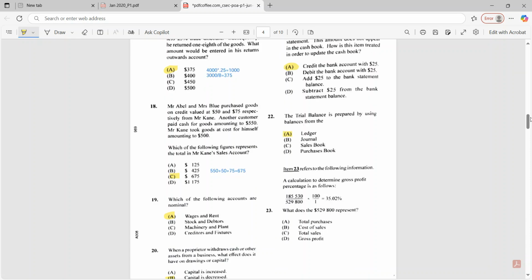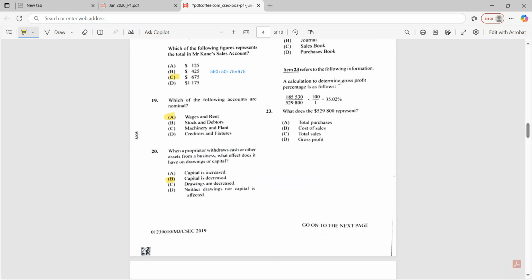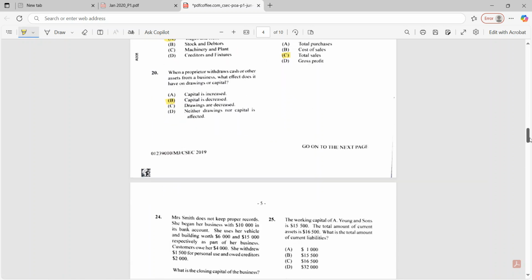Item 23 refers to the following information. A calculation to determine gross profit percentage is as follows. What does the 529,800 represent? Is it total purchases, cost of sales, total sales, or gross profit? So it is total sales. Do you remember the formula? It is gross profit divided by total sales multiplied by 100.